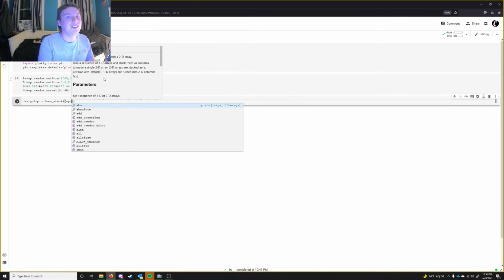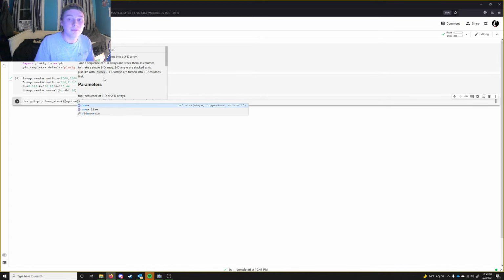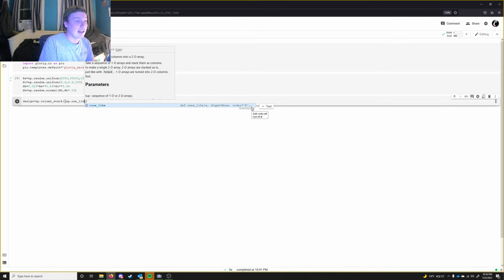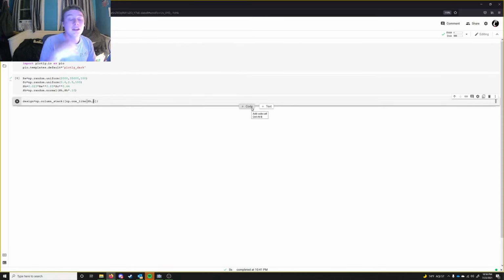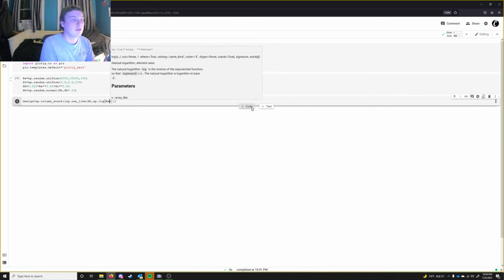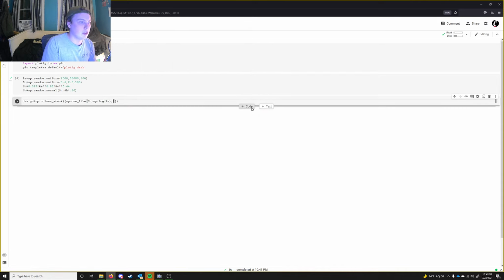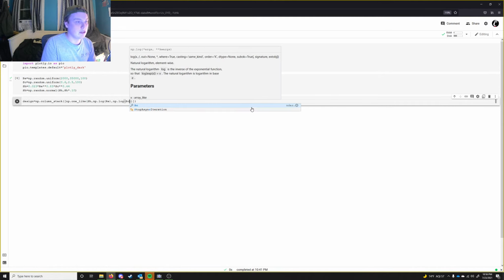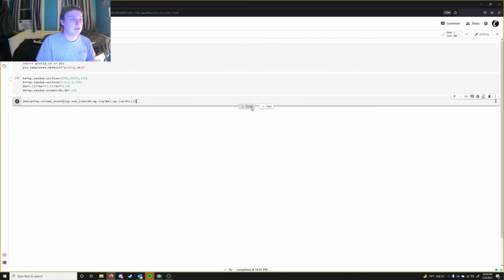Okay, so we're going to need ones in the column, as many as the Sherwood number will have. So np.ones_like, and it's going to be like the Sherwood number. And then we're going to need the natural log. So we're going to do the np.log of the Reynolds number, and then we're going to need the natural log of the numbers in the Schmidt number, and that makes our matrix.